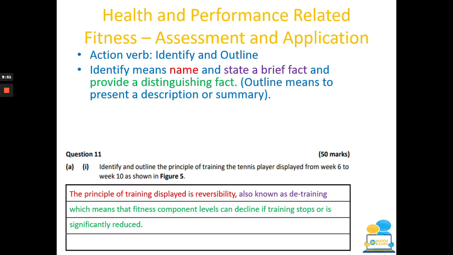So in this question, we have provided both identification but also an outline in this answer. So as you can see, we've outlined, so we've presented a description or summary of the principle of training quite well, and we've also identified it. So we've named, we've stated a brief fact, and we've provided distinguishing facts. We've done both in this question here.